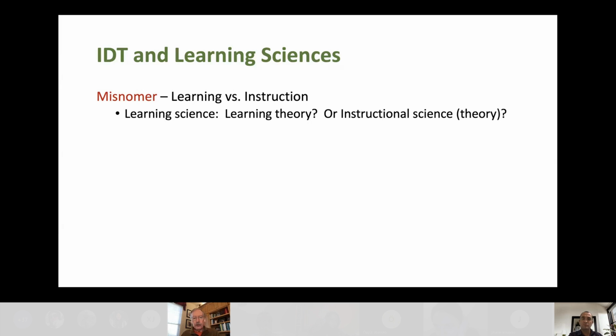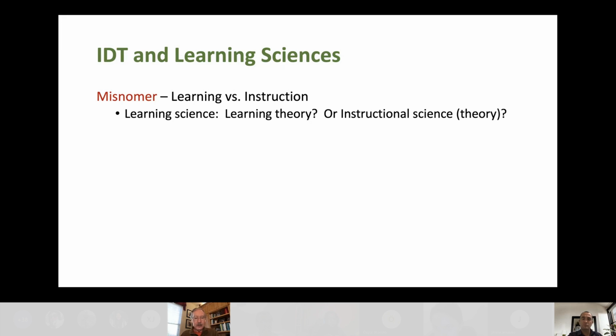First of all, I think the term learning sciences is a bit of a misnomer. Learning sciences is different from instructional sciences. We've talked about the distinction between learning and instruction. Learning is related to how people learn. Instruction is related to how to help people learn. And so learning science, is that just learning theory? From its name, you would think it would be.